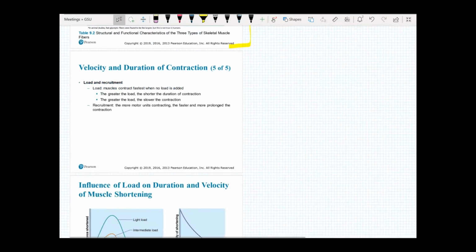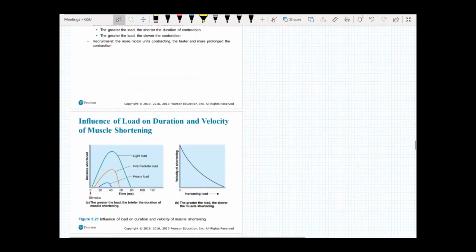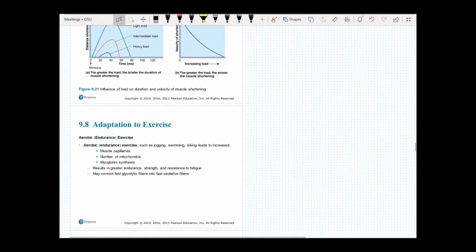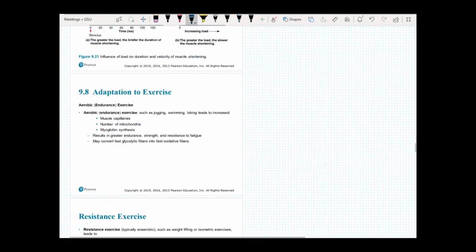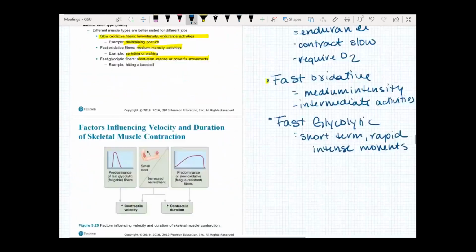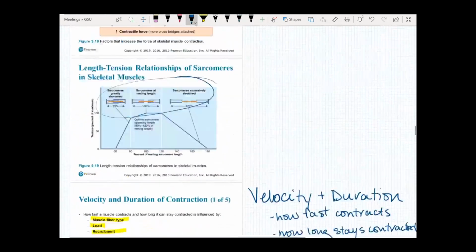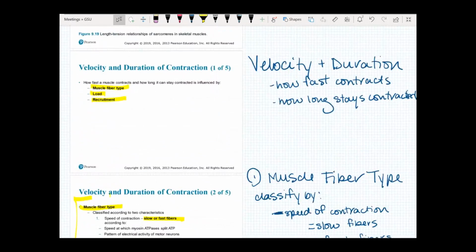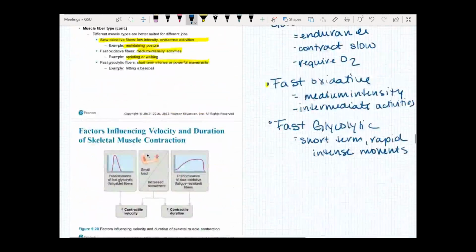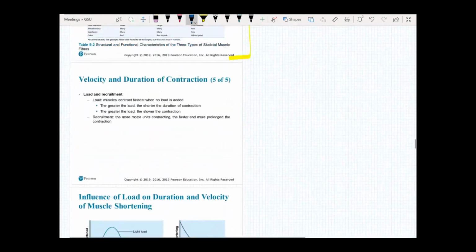So when we're looking at this last section, it is going to be exercise, because skeletal muscle and exercise are really important. Oh, I skipped load and recruitment. So up here when we were talking about velocity and duration, how fast a muscle contracts and how long it stays contracted is based on these three things. So all of this has been muscle fiber type. The last 2 and 3 are going to be load and recruitment.